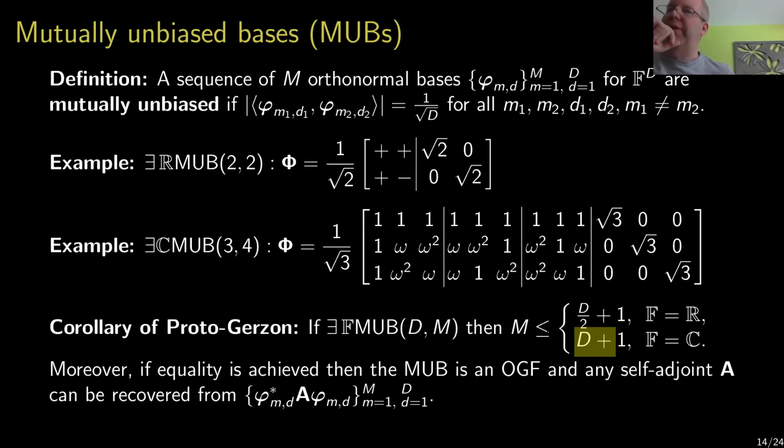And so you are an orthoplectic Grassmannian frame. You have minimal coherence. And moreover, you can prove that it enables you to do tomographic reconstruction. And so you see a lot about MUBs in the quantum information-theoretic literature. All right.